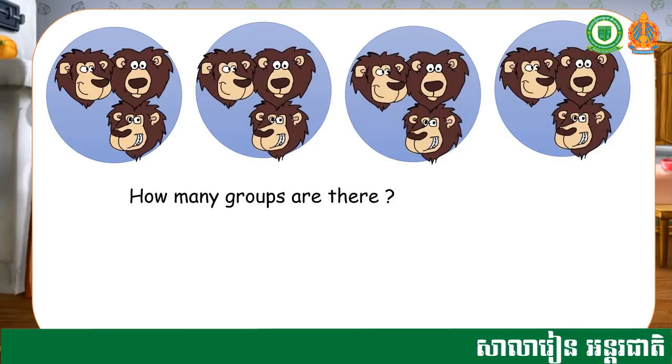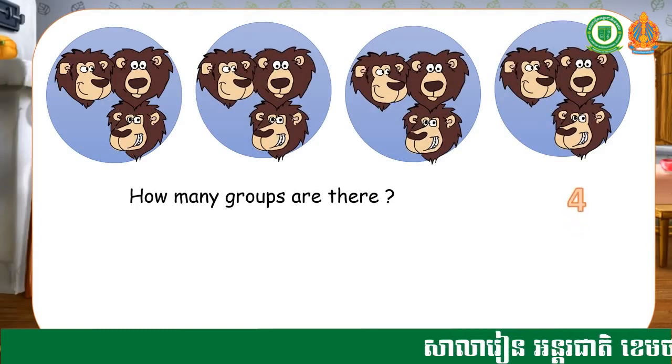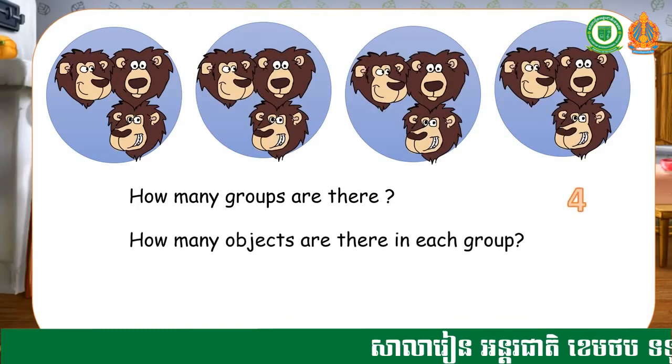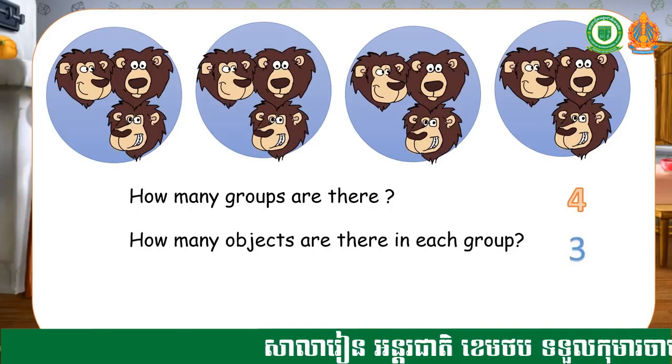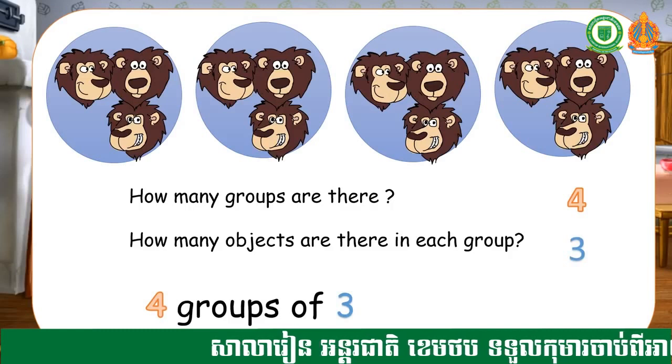How many groups are there? There are 4 groups. How many objects are there in each group? There are 3 objects in each group. 4 groups of 3.